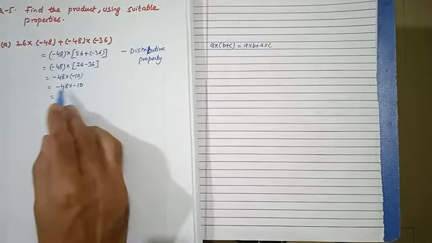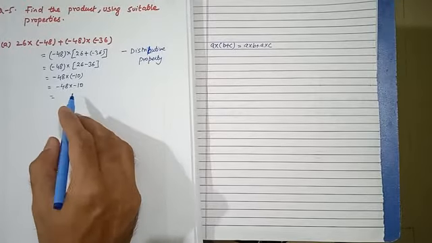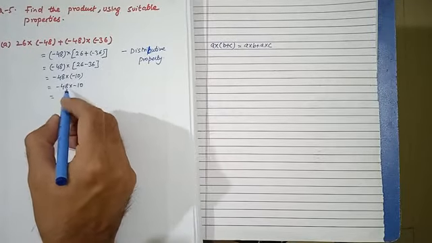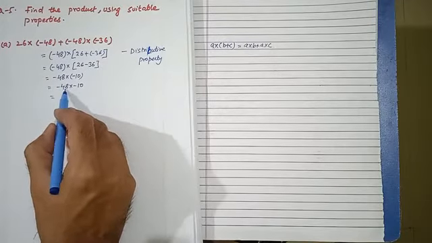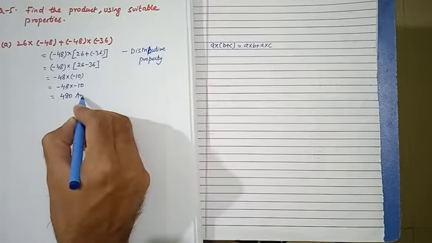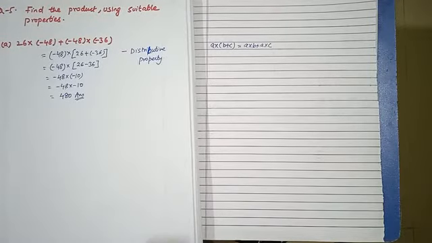Now minus into minus, we know, is plus. So the answer will be plus, and if you multiply 48 with 10 you will get 480, and this is your final answer. Is that clear? I hope you got it. Now we move to the next part. Okay, now we are with part 2.